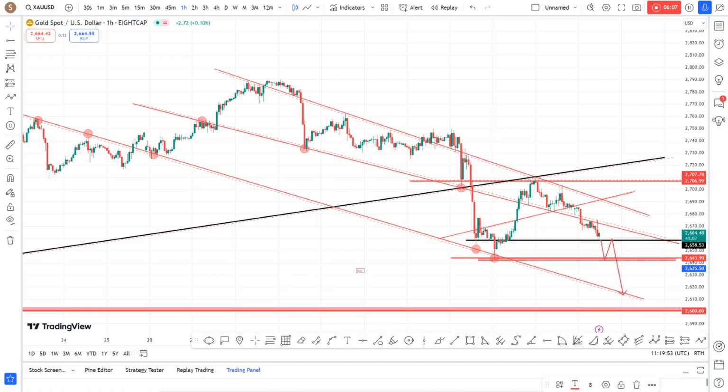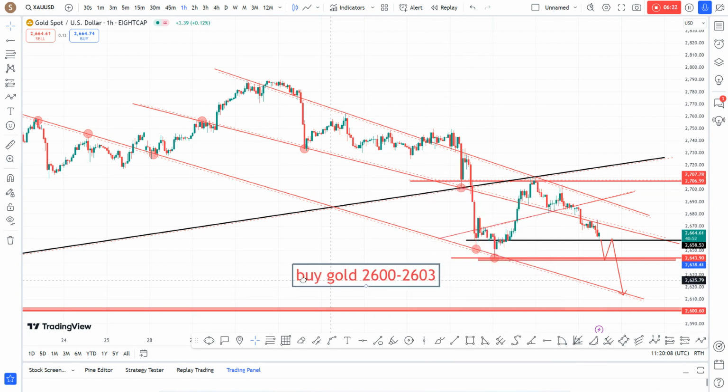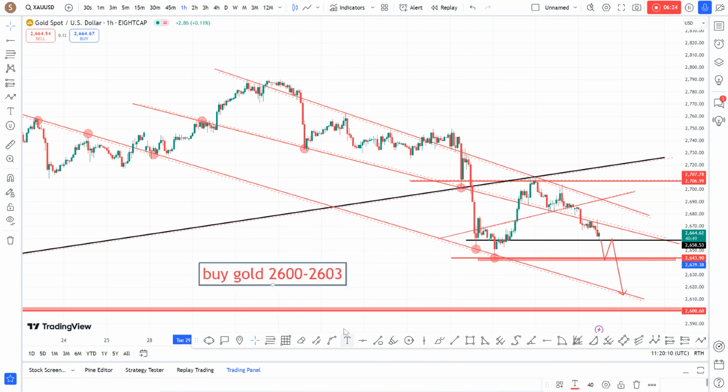So buy gold 2,600 into 2,603. That is what I see based on the structure of the market. This is what I see based on this structure, based on 1 hour Shavyfx hub.